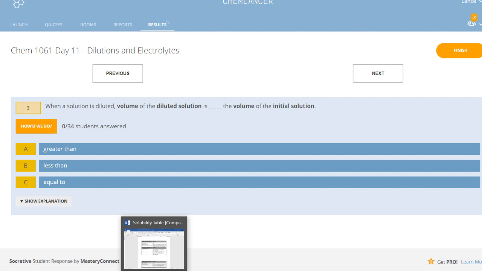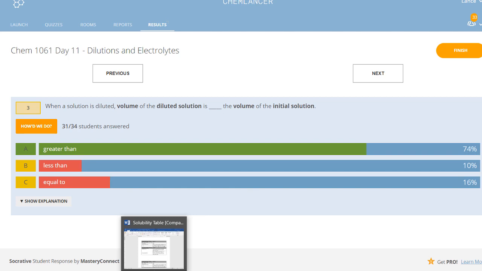Secondly, if you dilute something, the volume of the diluted solution is always blank compared to the volume of the initial solution. You see, with 97% of you getting it right, that means come exam time, I shouldn't expect to find 50% of you getting it right. So we'll count down here. 5, 4, 3, 2, 1.